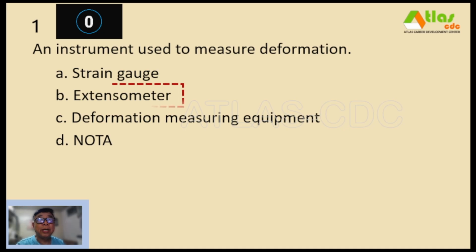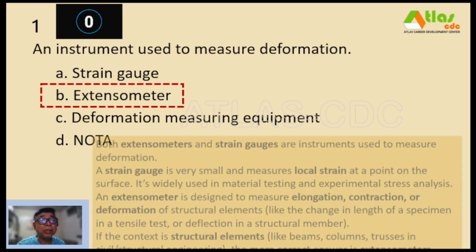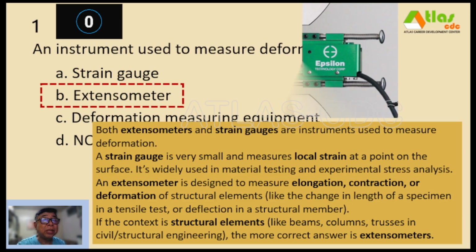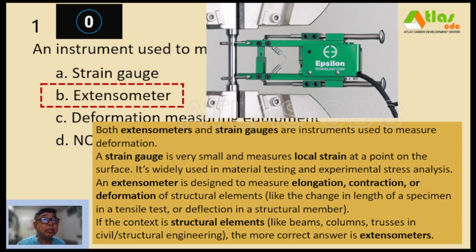And our correct answer is B. Extensometer. So, both extensometers and strain gauges are instruments used to measure deformation. A strain gauge is very small and measures local strain at a point on the surface. It's widely used in material testing and experimental stress analysis. An extensometer is designed to measure elongation, contraction, or deformation of structural elements, like the change in length of a specimen in a tensile test, or deflection in a structural member.